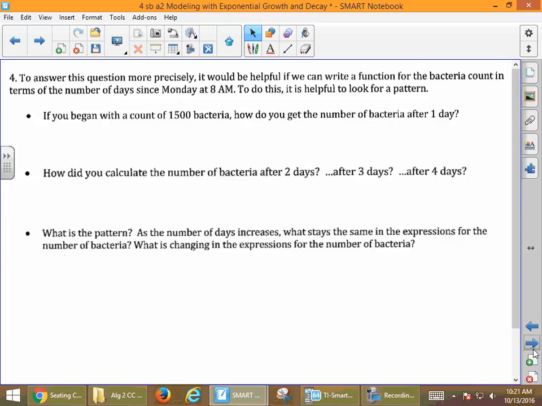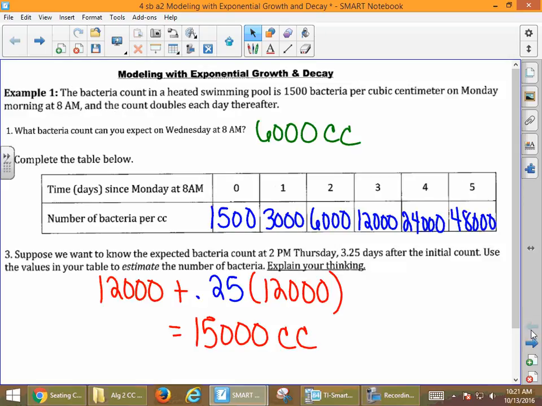But if we want to get the answer to this question more accurately, it would be helpful if we could write a function for the bacteria count in terms of the number of days since Monday at 8 a.m. To do this, it's helpful to look for a pattern. If you think back to what we've been studying this week, what were we doing in our table every single time to get from one to the next? We were always doubling.